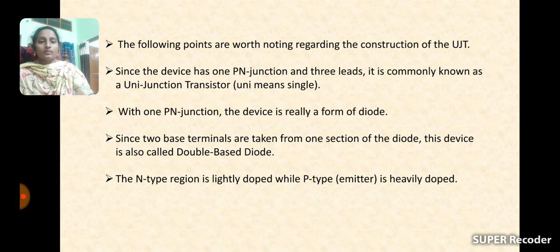Why is it called double base diode? How many bases are there? Two bases are there here. That's why it is called a double base diode.